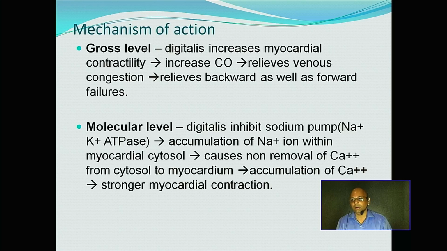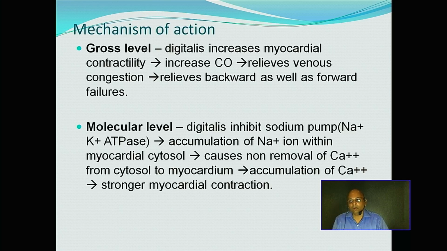What is the problem here in congestive cardiac failure? There is no sufficient cardiac output. Here the cardiac output increases sufficiently. It relieves the venous congestion, relieves the backward as well as forward failures. We have spoken about backward failure and forward failure: there is accumulation of blood because the blood is not getting pumped properly. Why does it cause the gross level changes? It is because we have to go to the molecular level. What does it do at the molecular level?